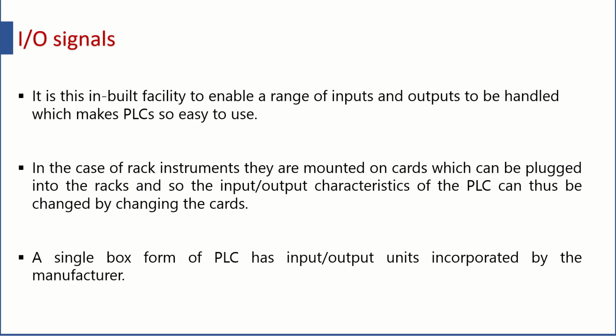Suppose your PLC, whatever it is, is a rack type PLC and the initial unit accepts only digital input output. Now you need a particular signal to get into the PLC, which is a 4 to 20 milliampere current loop. Then you need another add-on module which can accept 4 to 20 milliampere current at the input side.